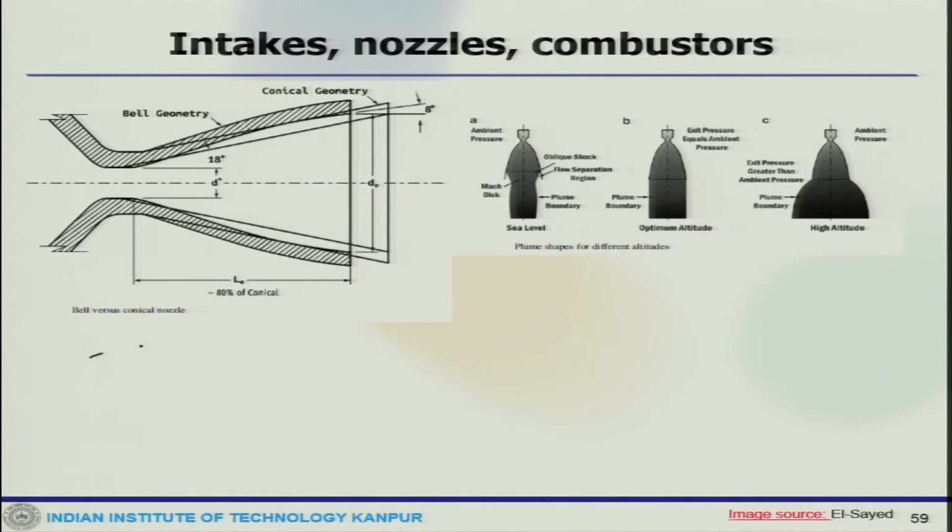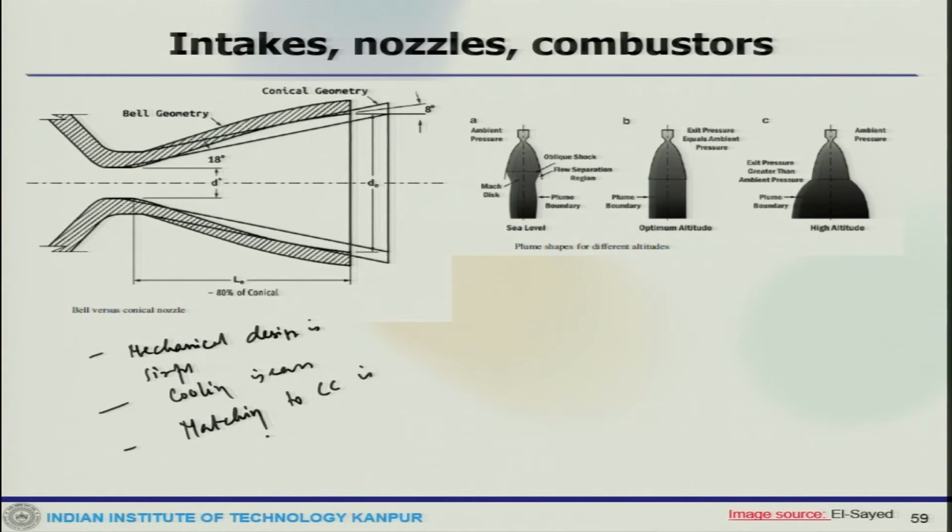Mechanical design is simple. Cooling is easy as it is fabricated with walls of simple tubular construction. Third, matching to the combustion chamber is also simple. So, these are some of the advantages, but obviously there are some disadvantages associated with this bell shaped nozzle.